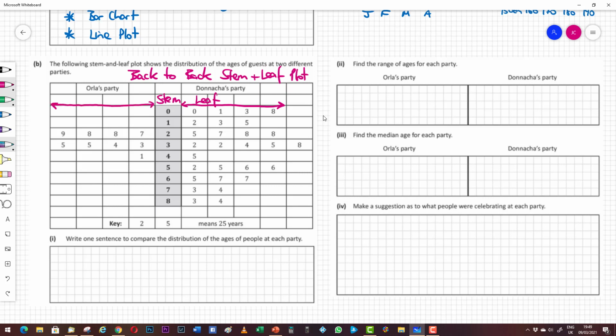And how do we read a stem and leaf plot? Generally we're given a key, and the key is down the bottom here. Our key says that 2 stroke 5, normally we have a little line in between it, means 25 years.